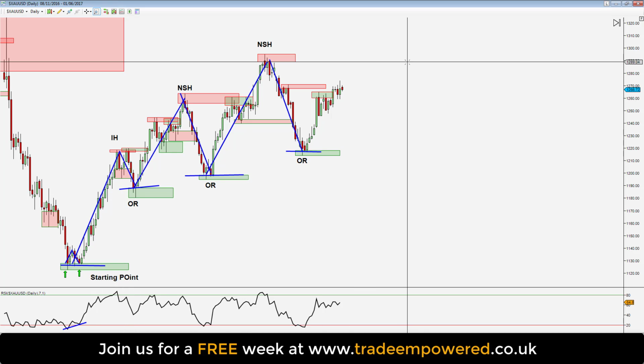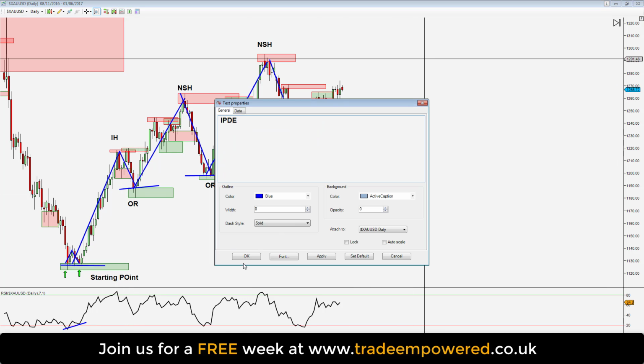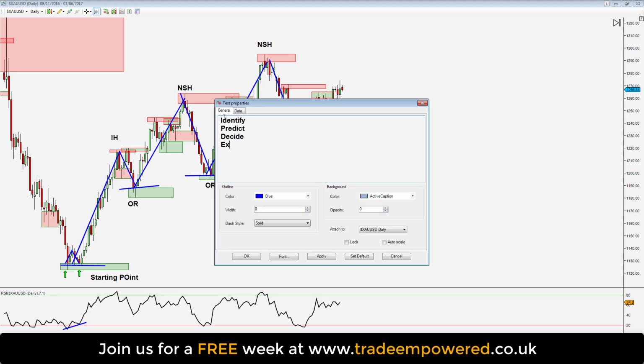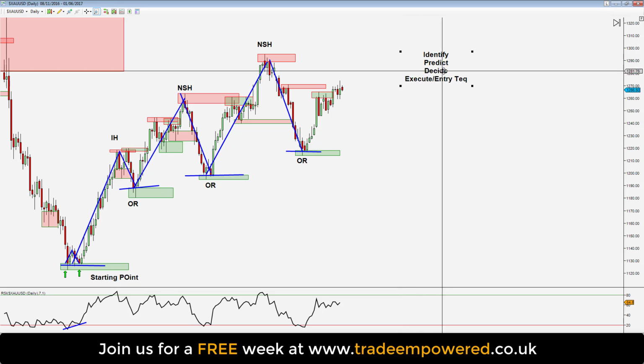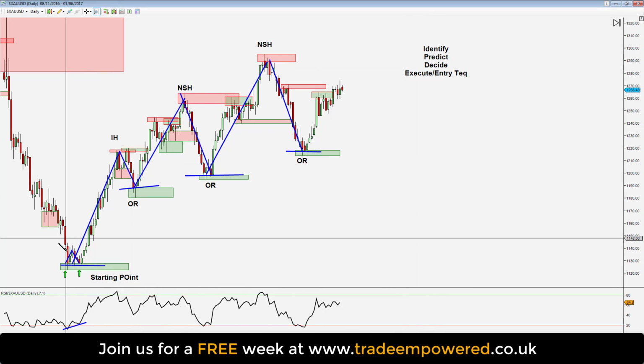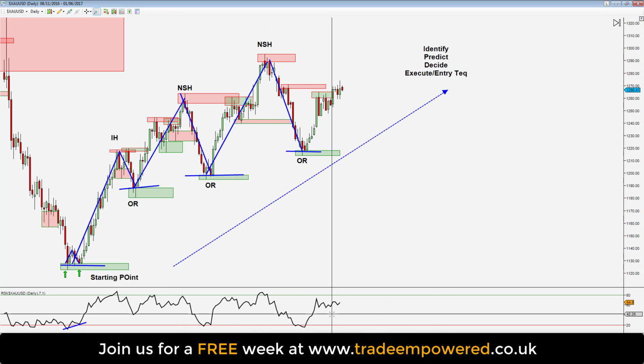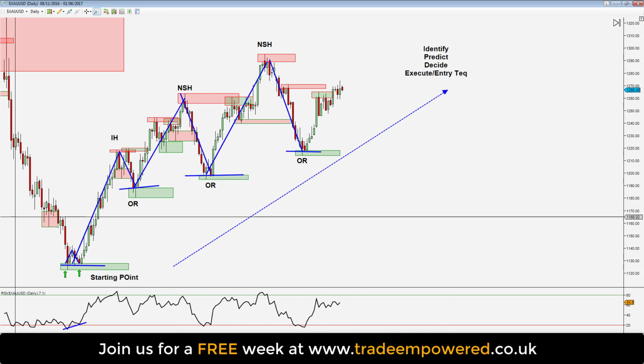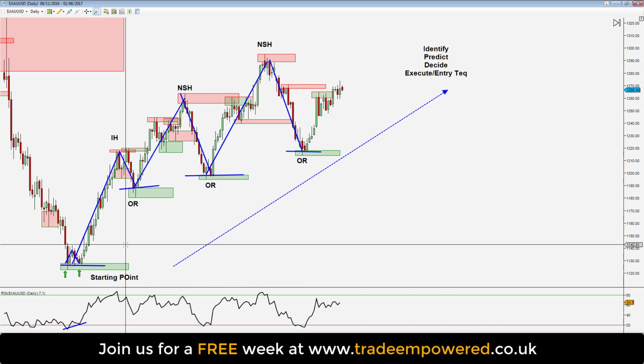Our IPDE process, so IPDE is identify, predict, decide, and execute, or entry technique. Okay, so this is the process we're going through. We've now identified a bullish market. Okay, we're bullish, so we've identified the market's bullish.